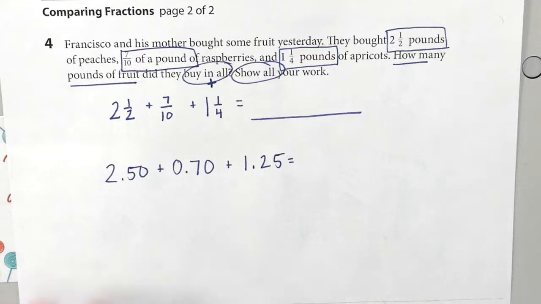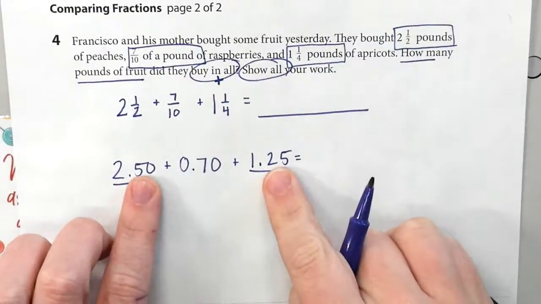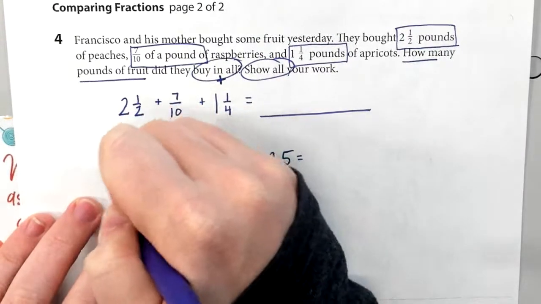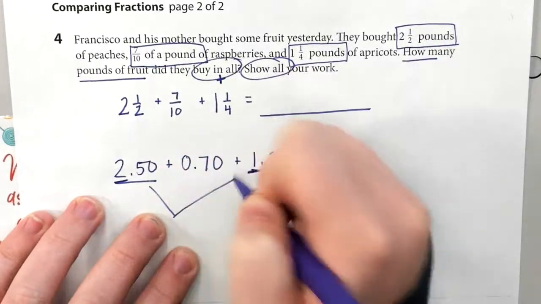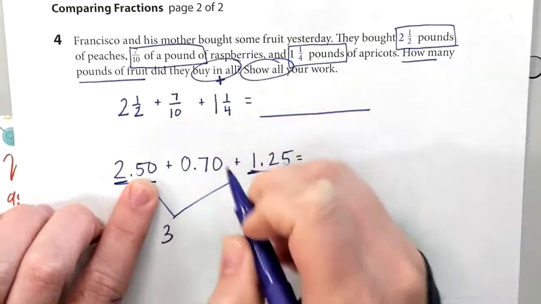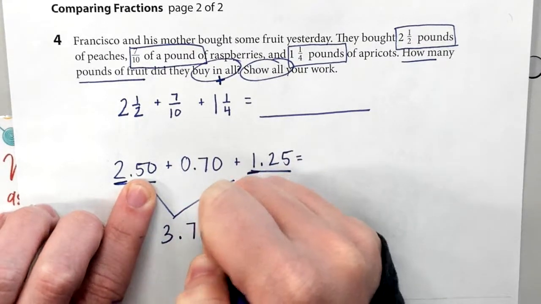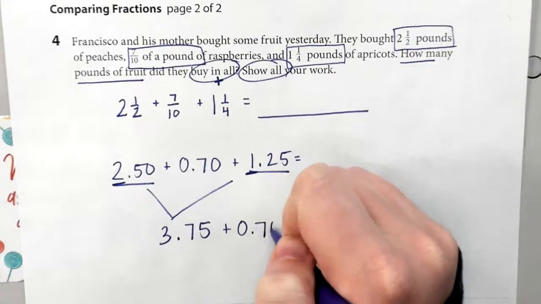When I add these together, I'm going to start with this one and this one because I'm working with quarters. It makes it easier. So let's start with my dollars. If I have $2 plus $1, what do I have? $3. If I have 50 cents and 25 cents, what do I have? 75 cents. Good. And I still have my 70 cents left over, so I'm just going to rewrite it down.